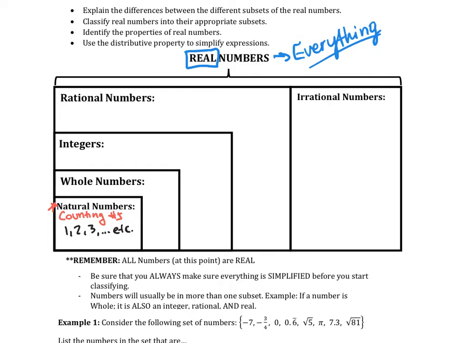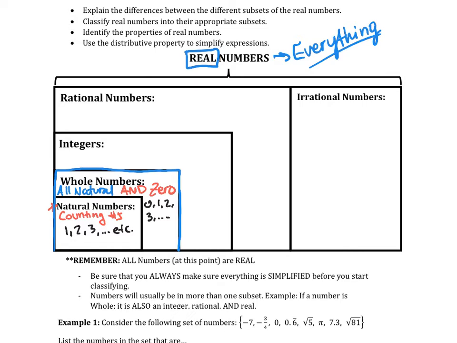Now when we move into whole numbers, it's all the natural numbers, because your natural numbers are still in the whole numbers box. So the whole numbers are still all the natural numbers and 0. The only difference between natural numbers and whole numbers is that whole numbers includes 0. So all the natural numbers and 0. So we start with 0, 1, 2, 3, etc.